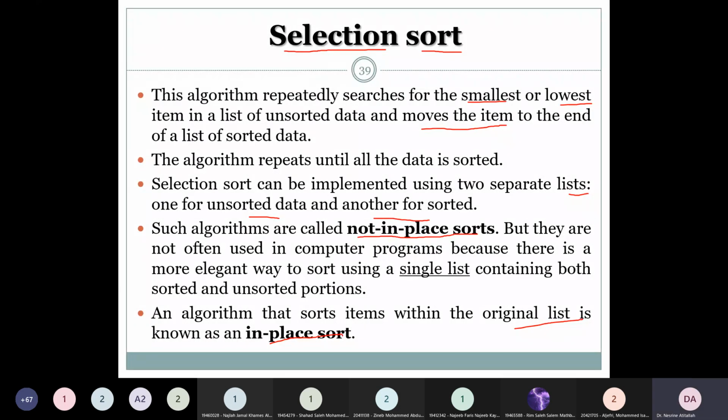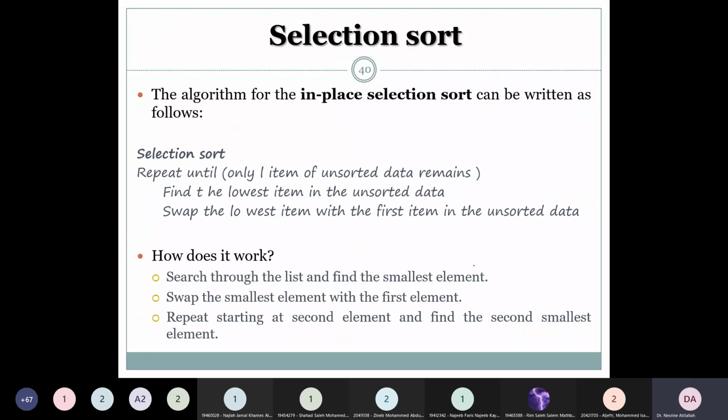Look now, the algorithm for the in-place selection sort can be written as follows. I will repeat until only one item of unsorted data remains. I will find the lowest item and swap it. Here we talk about in-place, so we have only one list. I will swap the lowest item with the first item in the unsorted data. I will do a permutation, exchanging, swapping.